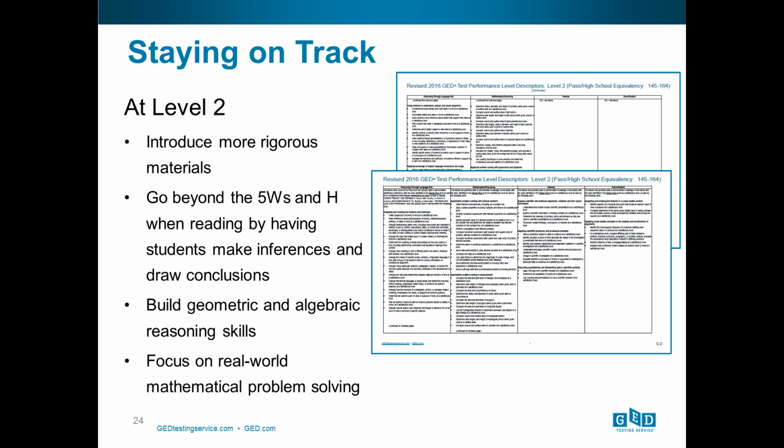And we all know those lovely 5 W's and an H, very basic reading strategy, which works very well at level 1. However, when we get to level 2, we want our students to make higher order thinking skills as they read. We want them to be able to make inferences and draw conclusions. We want them to be able to analyze and evaluate, not summarize materials. And of course, at level 2, math is going to continue to build.